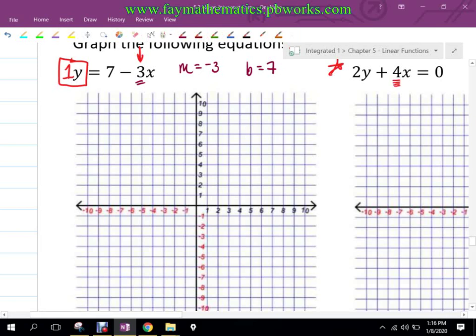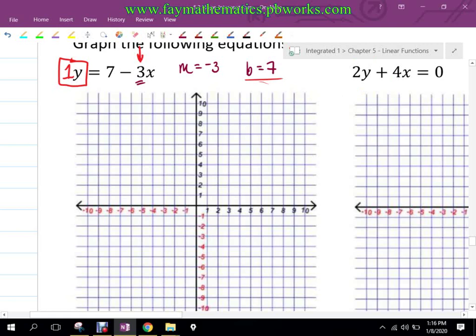4 is not the slope of this line. Does that make sense? And it's because that y is not by itself. Okay? And so we'll do that example. But if I wanted to graph this, where do I go first?